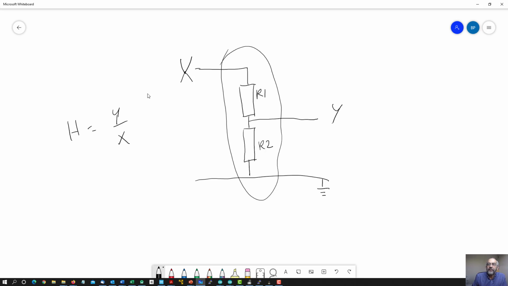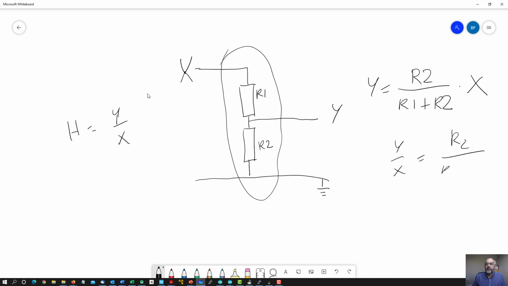Yeah, I'm not sure if I should give it now, but let's just do it. For a voltage divider like this, the value of the output is simply R2 over R1 plus R2. So Y is this times X, or in other words, Y over X is R2 divided by R1 plus R2.